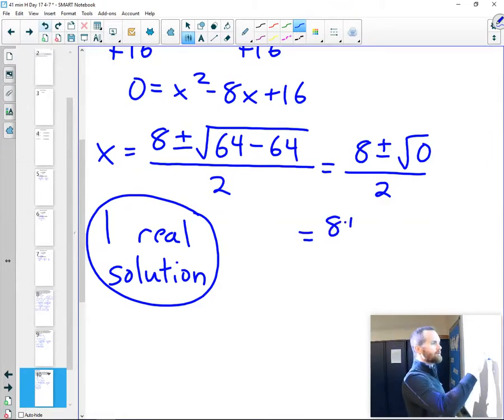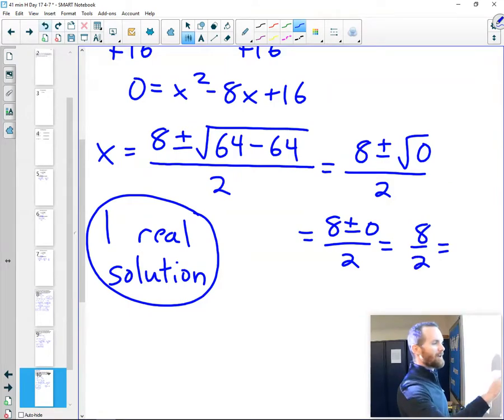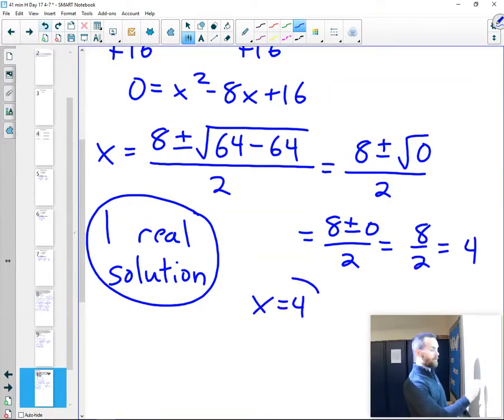This becomes 8 plus or minus the square root of 0, which is 0, divided by 2. And then 8 plus 0 or 8 minus 0 is just 8. 8 divided by 2 equals 4. So there's one real solution, it's x equals 4.